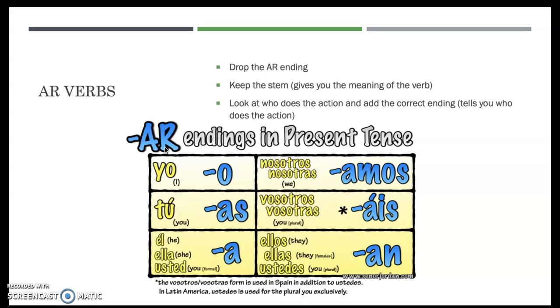The rules for conjugating AR verbs are: drop the AR ending, keep the stem, this gives you the meaning of the verb, and look at who does the action and add the correct ending. This tells you who does the action. The endings for AR verbs are: yo, o; tú, as; él, ella, usted, a; nosotros or nosotras, amos; vosotros or vosotras, áis; ellos, ellas, ustedes, an.